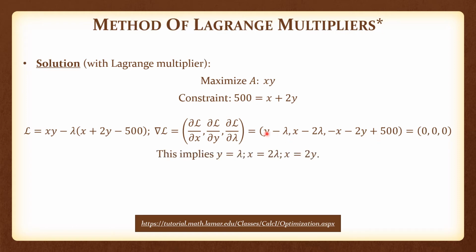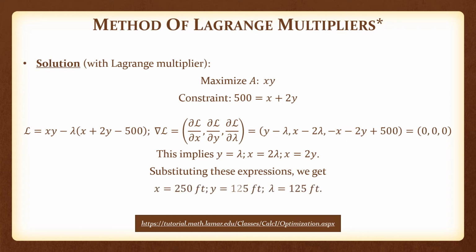So from this we can see y is equal to lambda, x equals 2 lambda, and therefore x equals 2y. Substituting these, I can simply write x here. So minus 2x equals 500, x equals 250 feet, y equals 125 feet. Lambda is also 125.